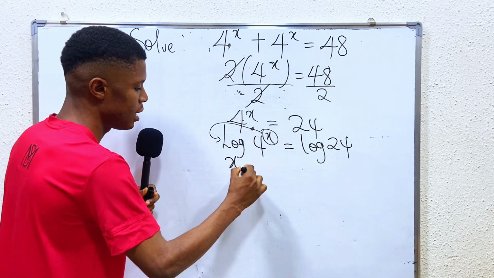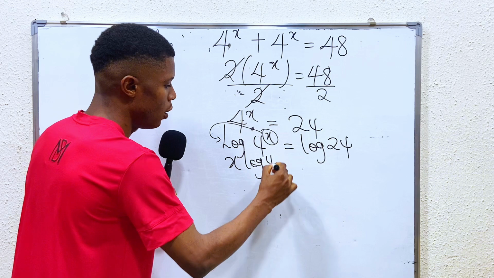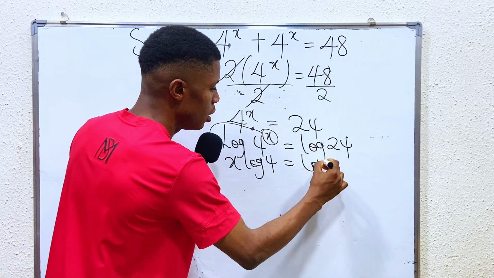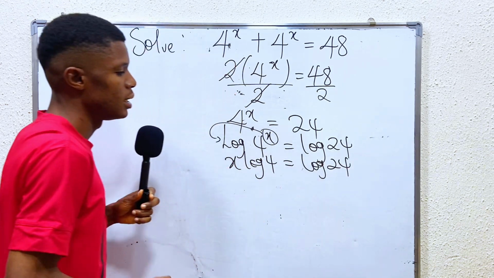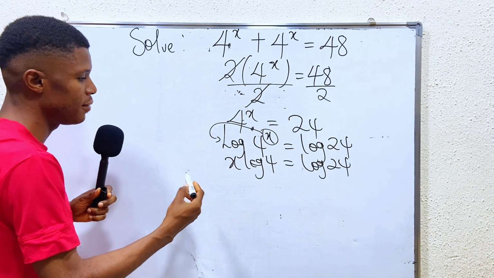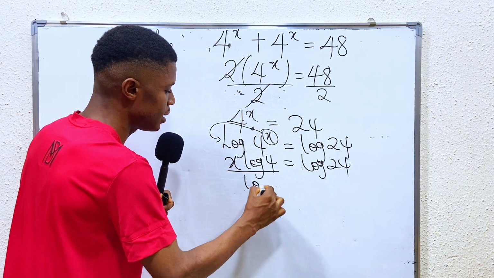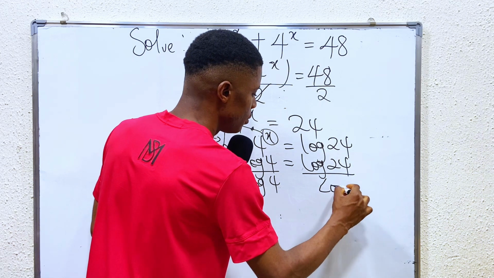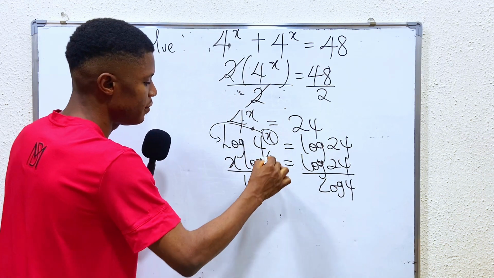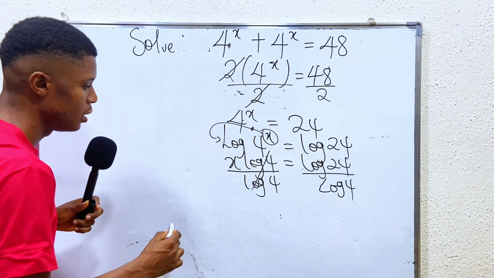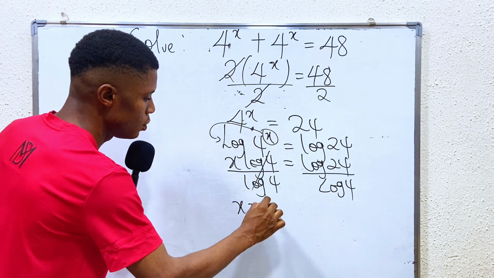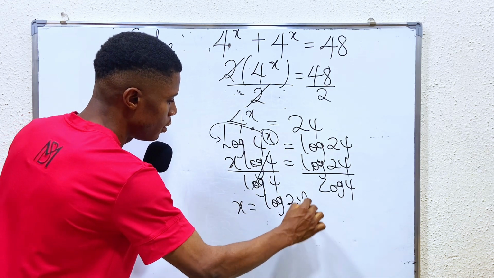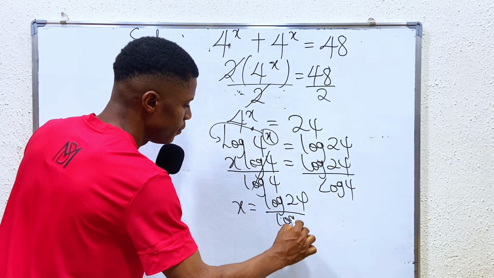So you have it that x log 4 is equals to log 24. Then the next thing you do is to get the value of x by dividing the left and the right hand side by log 4 and dividing by log 4. Once you divide by log 4, what do you observe? That x is equals to log 24 divided by log 4.